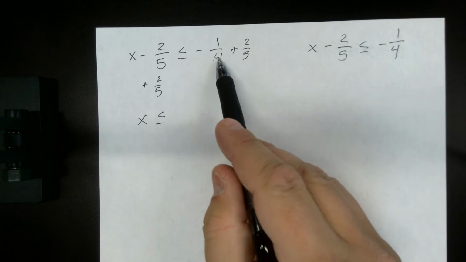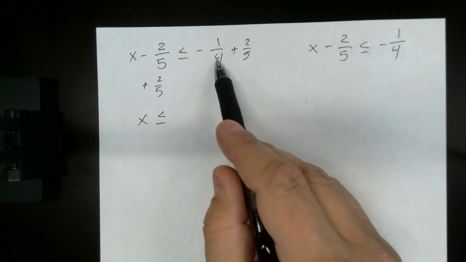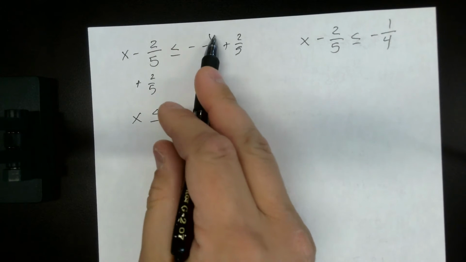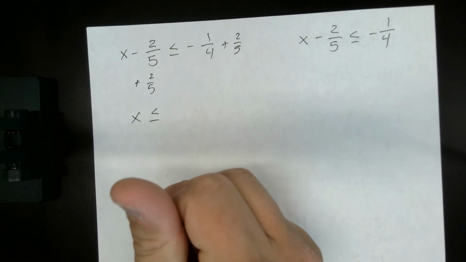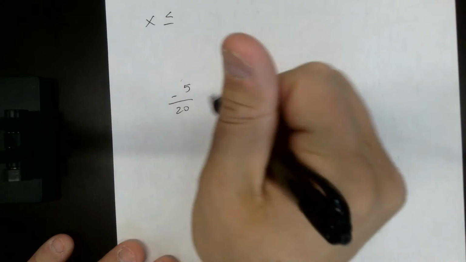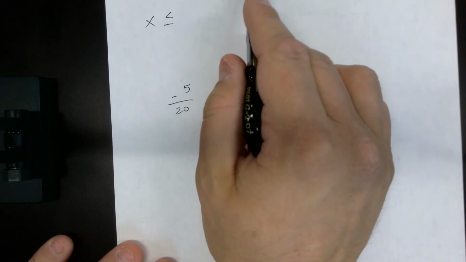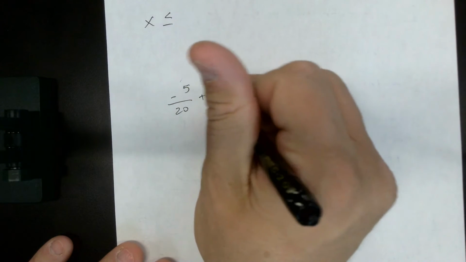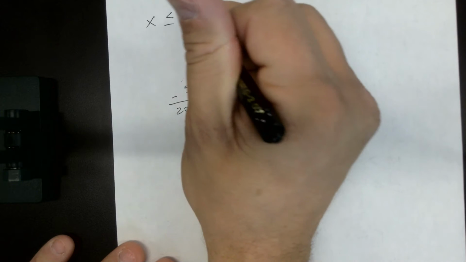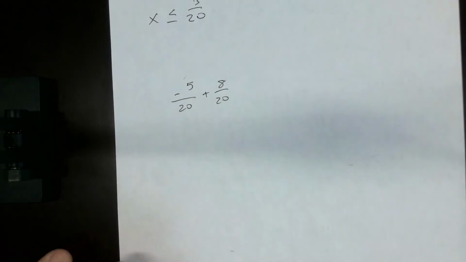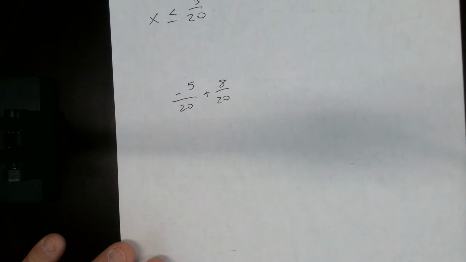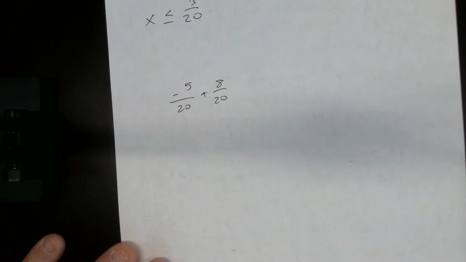20. So what times 4 gives us 20, Dre? So we're going to times the top and the bottom of this by 5. So we're going to get negative 5 over 20. What times 5 gives us 20? So 4 times 2 is 8 over 20, or that is 3 over 20, right? Negative 5.